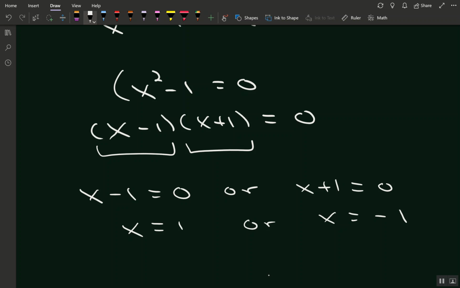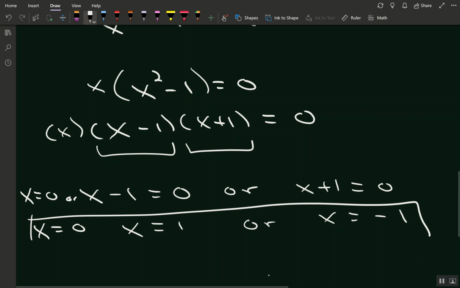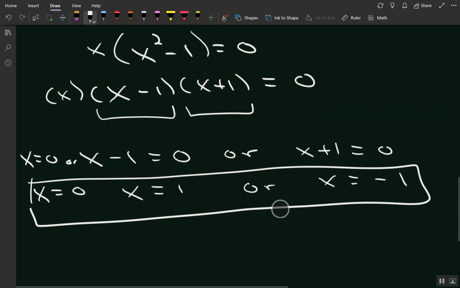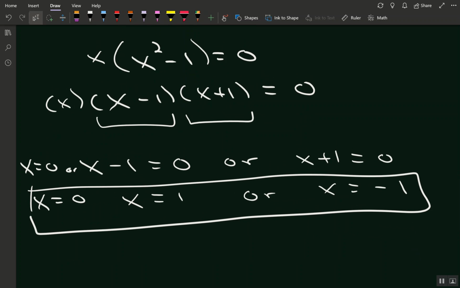Of course, in the original problem, we had an x out here, so we would have an x down here, and then we'd also have x is equal to 0 or x is equal to 1 or negative 1, and we would still get the same answers. Okay, I hope this helps. Let me know.